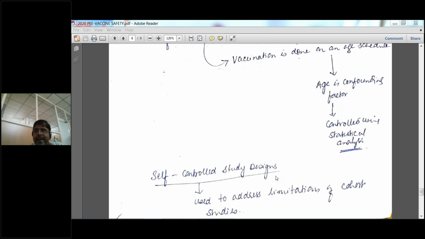Now from the second day onwards, whatever changes take place, that data will be compared with day one. That is known as a self-control study. Each patient will act as a control on his own or on her own. That is called a self-control study design.